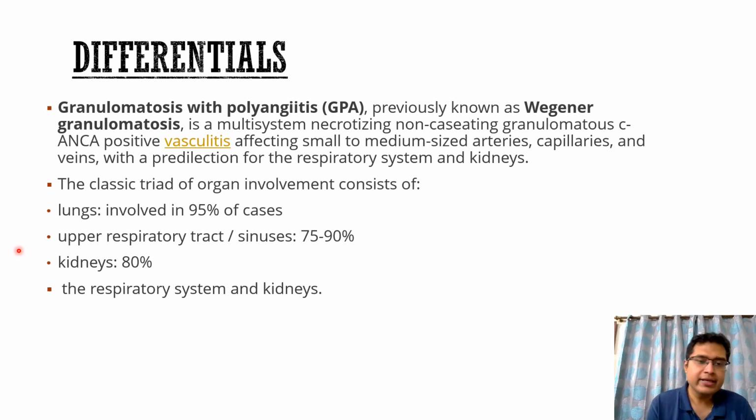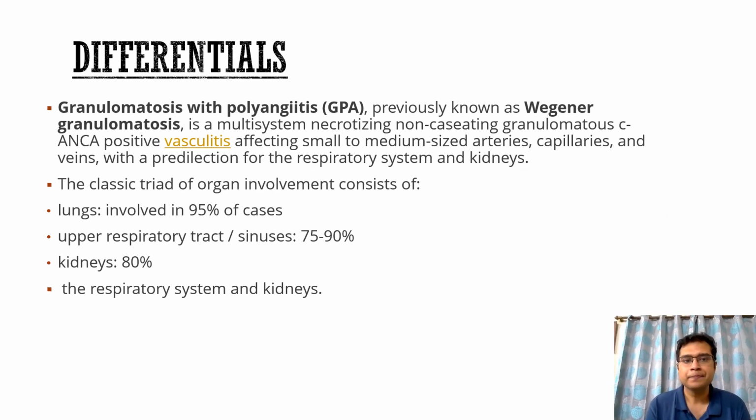So the classic triad is involvement of the lungs in 95% of the cases, and upper respiratory tract and sinuses in 75 to 90% of the cases. It's better to get a CT-PNS also done in cases of suspected Wegener's, and also take a look at the kidneys on ultrasound because they are also involved in 80% of the cases. So for any cavitating consolidation, you have to think of certain possibilities. If not tuberculosis, think of the possibility of fungal infection as well as Wegener's in our differentials for chronic cavitating consolidations.